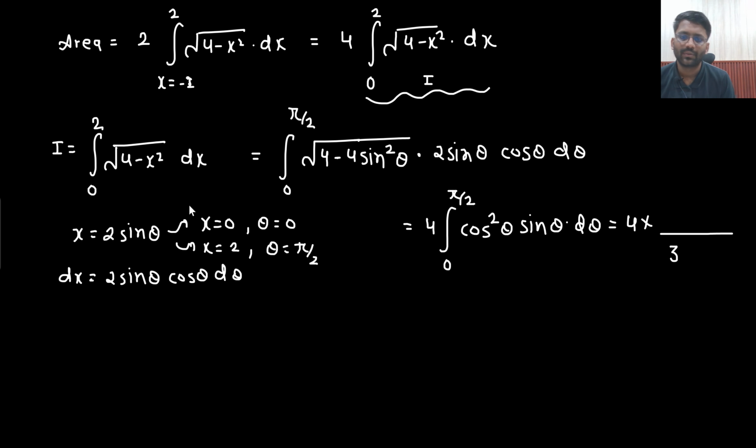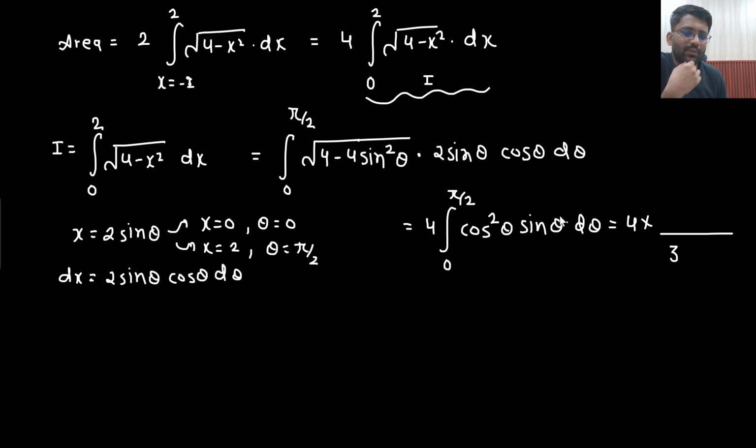So 0 to pi by 2, the root, this would become 2 cos theta, so 2 into 2, 4 cos square theta sin theta. I am not finding any mistakes, but the problem is there, no? If I solve it, I will not get the correct answer.